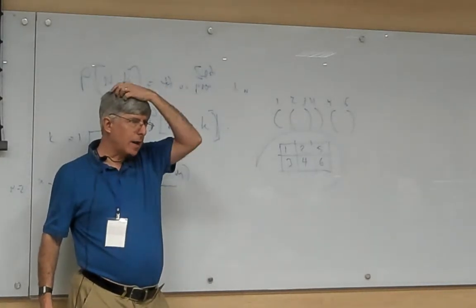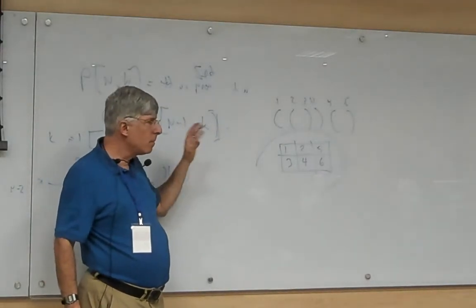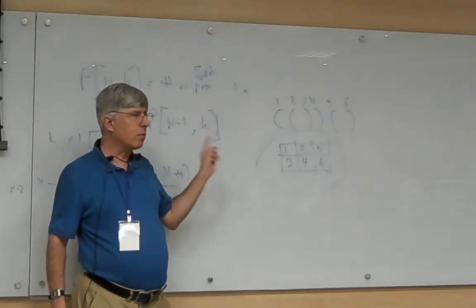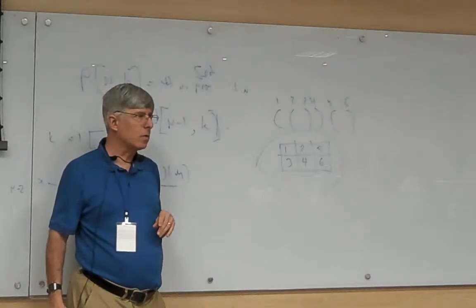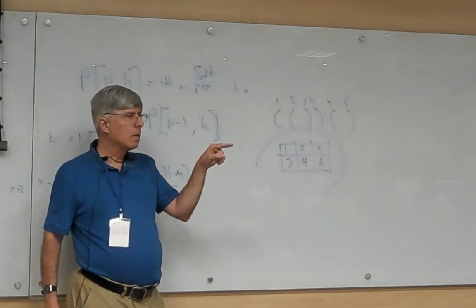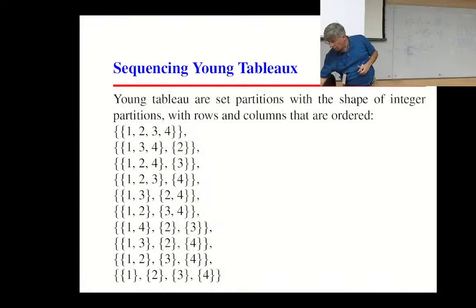So there are certain things that you can think about, arrangements of numbers and tables and grids, that start to be interesting when you can interpret them in terms of these things. Any questions about them? Okay, fair enough. Now we know what a Young tableau is.